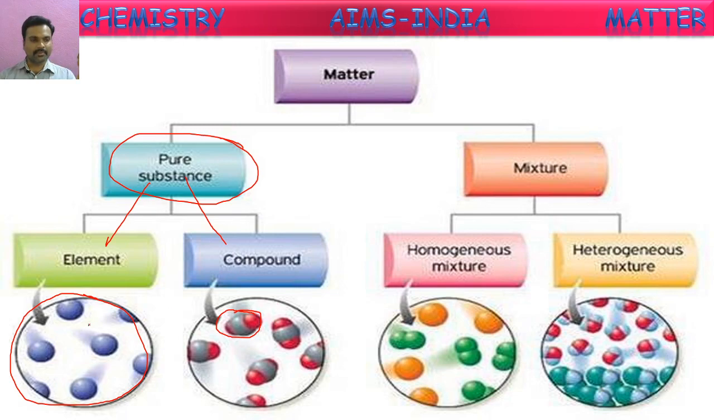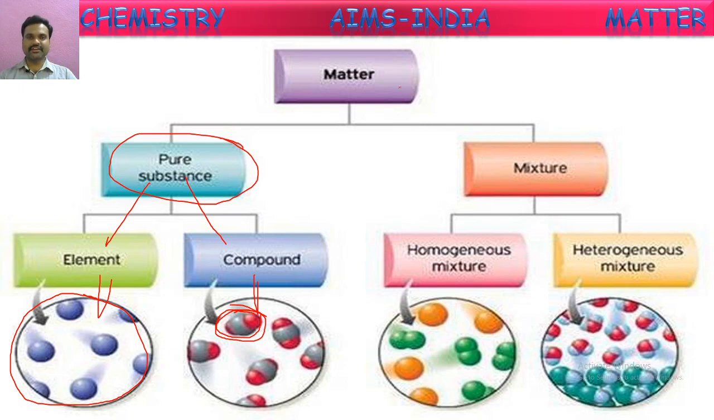If molecules are made up of only one kind of atoms, they are called elements. If the matter is made up of the same kind of particles, but those particles are made up of more than one kind of atoms, then that is said to be a compound. So in this way, pure substances are of two types, elements and compounds.